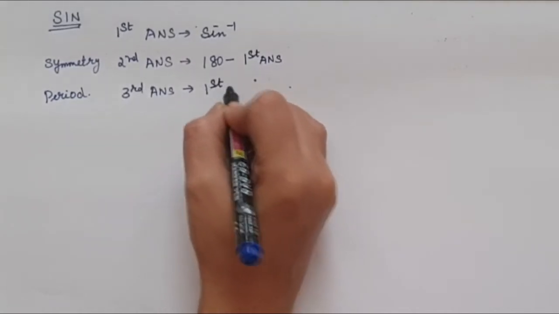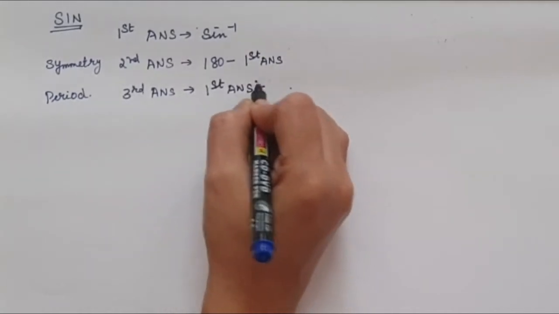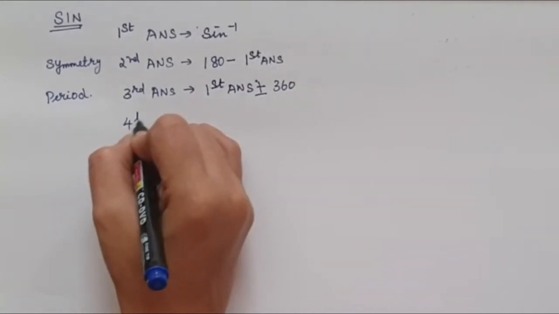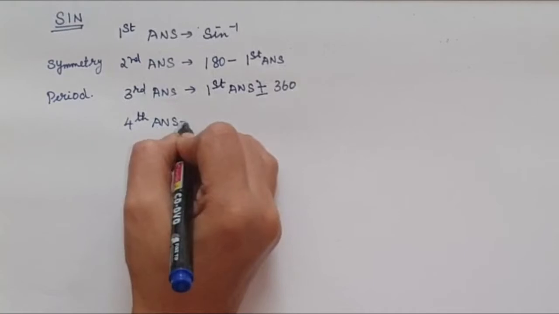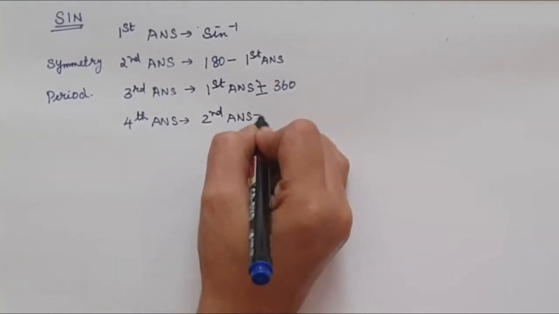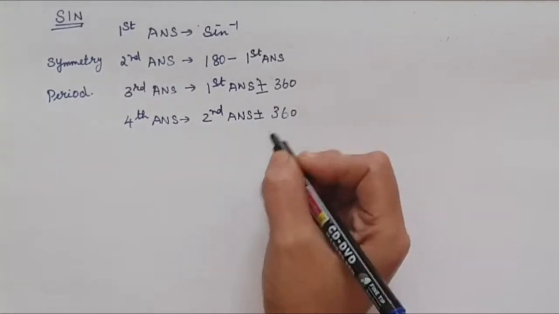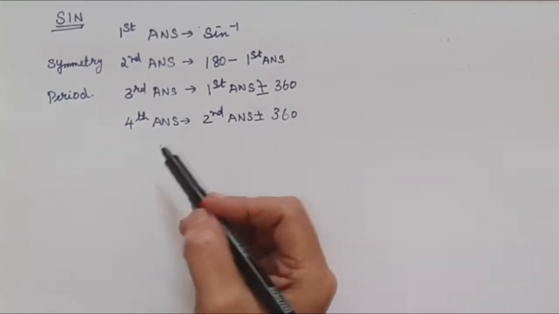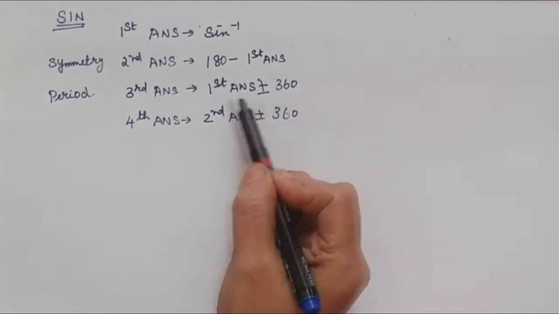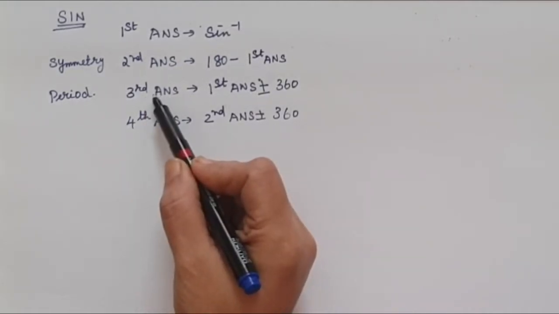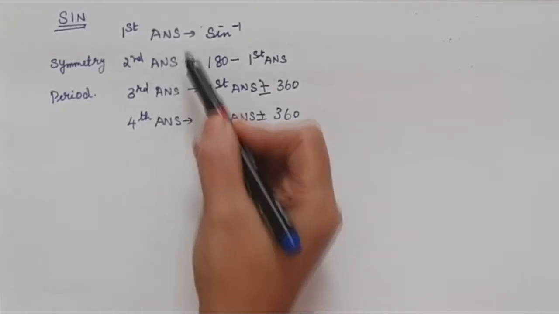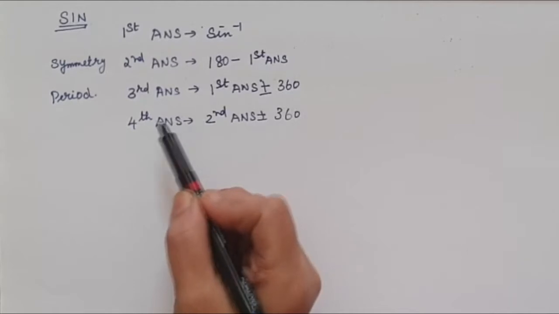So our third answer, we go back with the first. That is, our first answer plus or minus 360. Then our fourth answer will be our second answer plus or minus 360. And if you want to go further, to find our fifth answer, we go back with the third answer, this third answer plus or minus 360. Sixth will be the fourth answer plus or minus 360. This is the procedure we'll be using for sine.